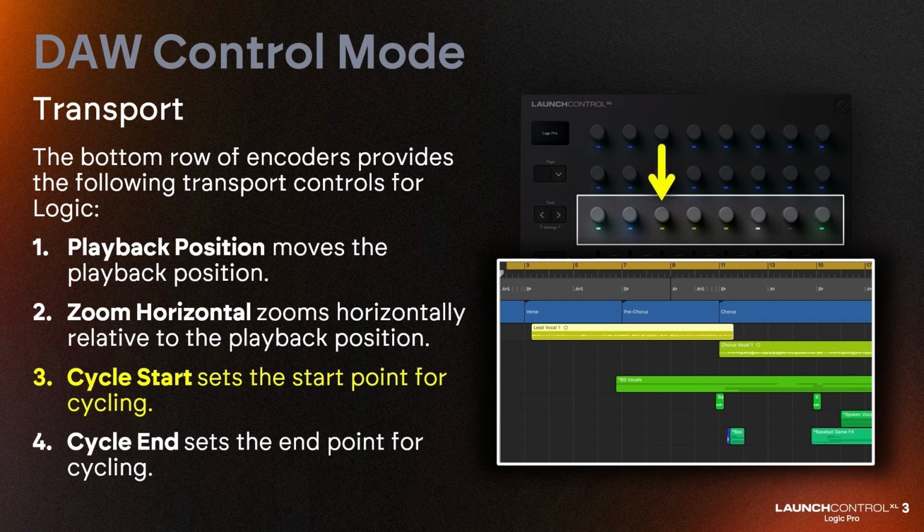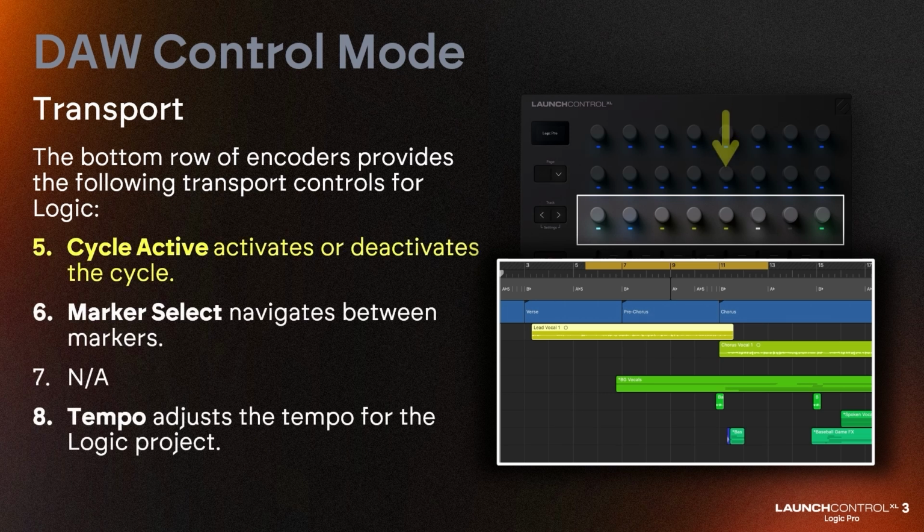Cycle start sets the start point for cycling. Cycle end sets the end point for cycling. Add cycle active activates or deactivates the cycle.